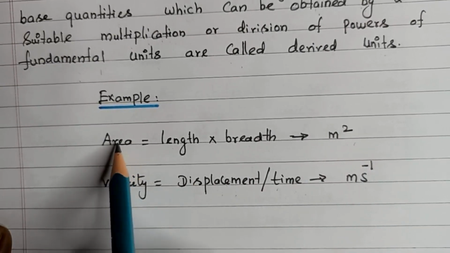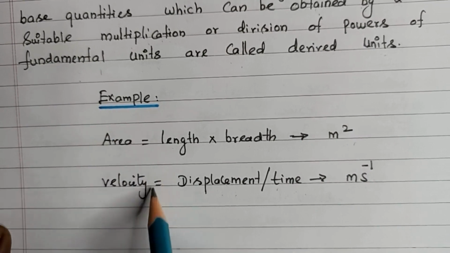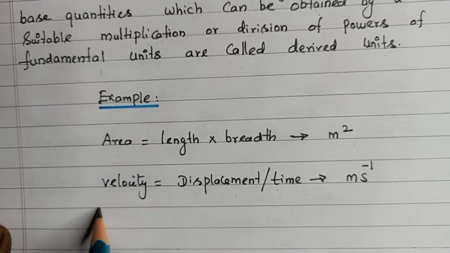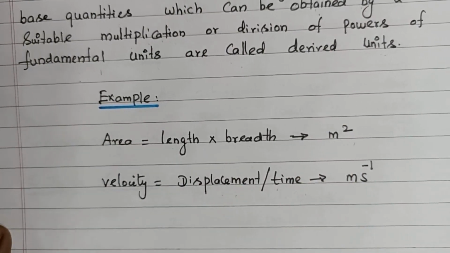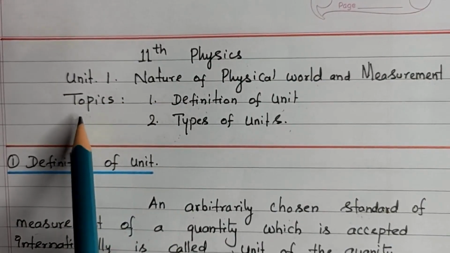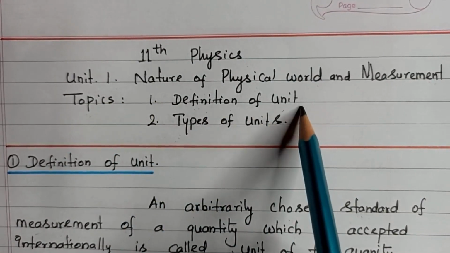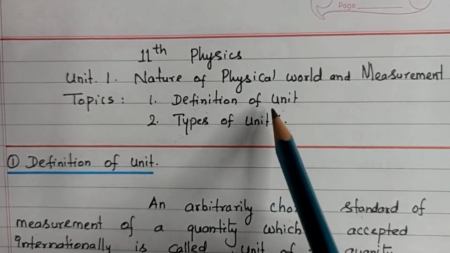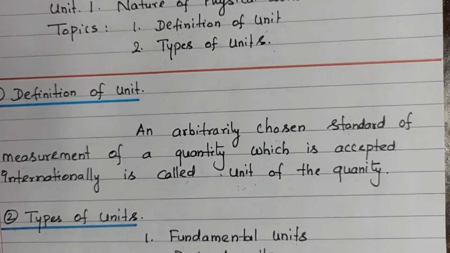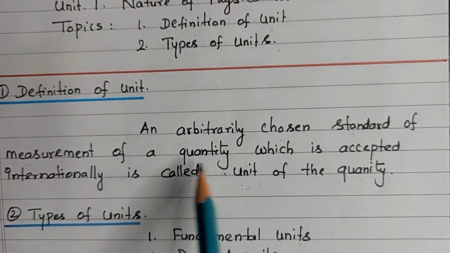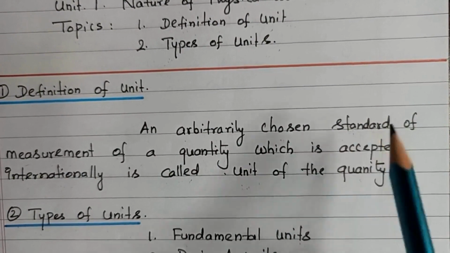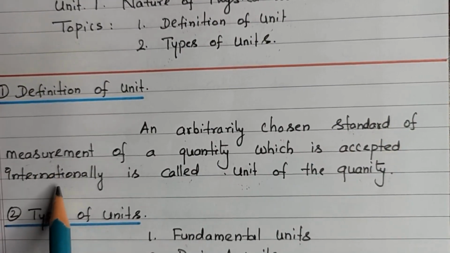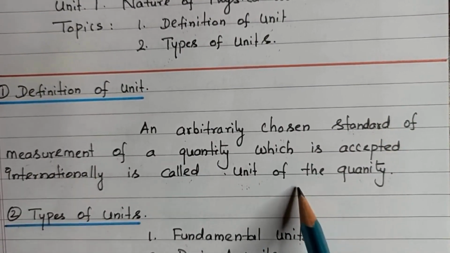Now the units for these derived quantities are derived from the fundamental units. This is how the units of derived quantities are derived from the base units. Now once again, let us recall the two topics, definition of unit and types of units. Definition of unit is an arbitrarily chosen standard of measurement of a quantity which is accepted internationally.